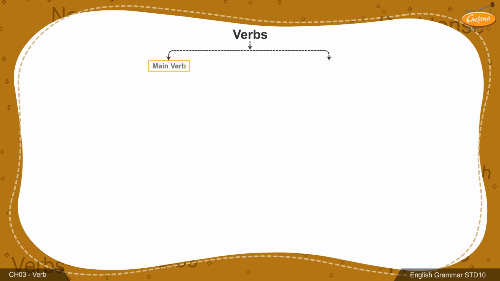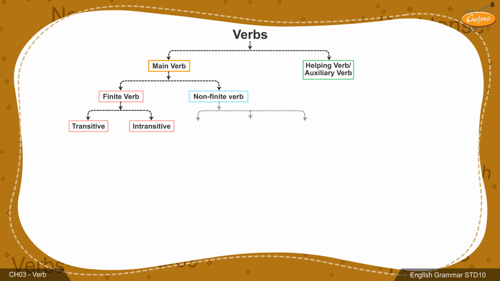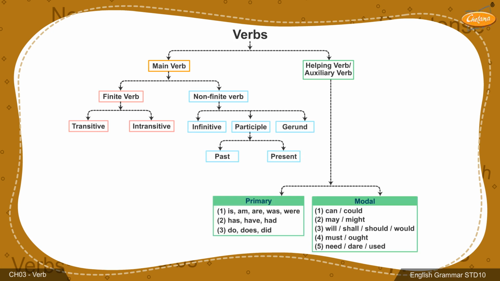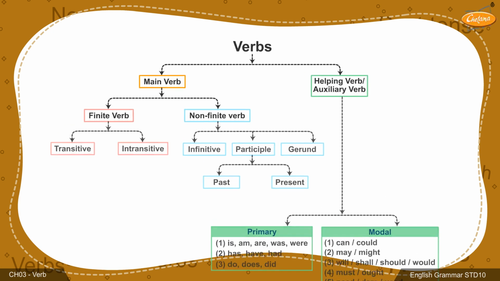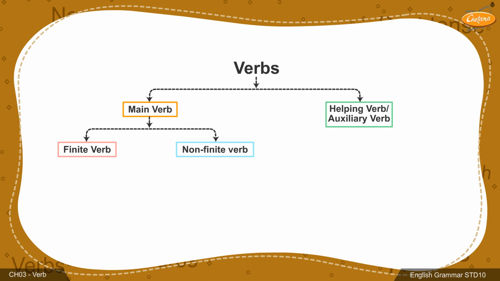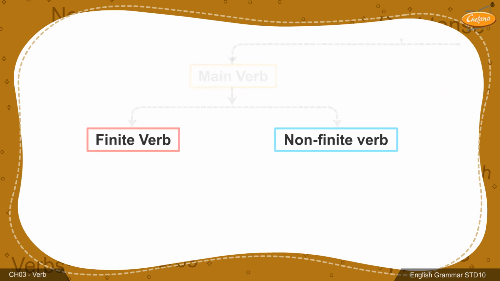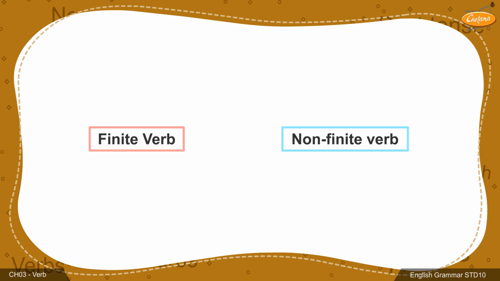Firstly, verbs are divided into main verbs and auxiliary or helping verbs. The main verbs, however, are further subdivided into finite and non-finite verbs. Let us first learn about the difference between finite and non-finite verbs.